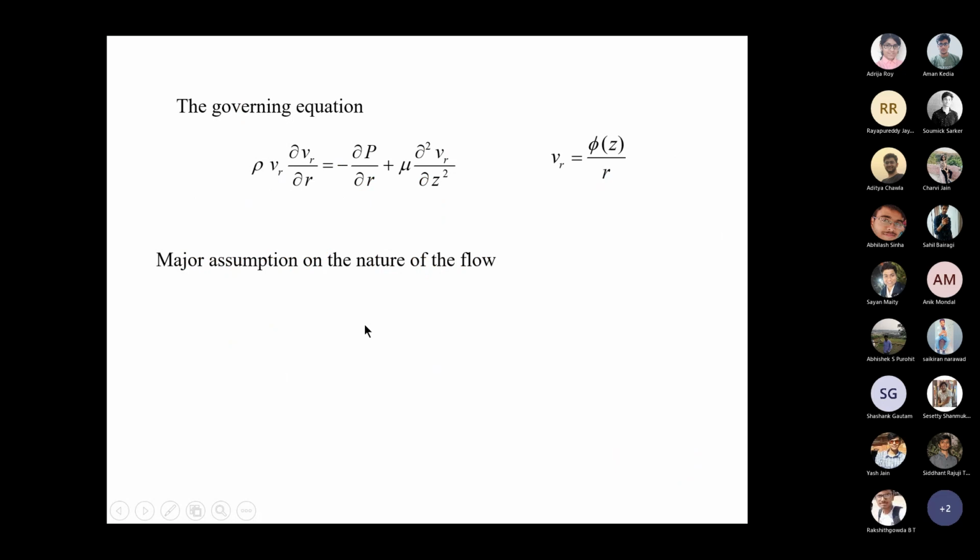So what we do then is make the major assumption on the nature of the flow. Here we say that there is negligible convective transport. So convective transport is unimportant, and if the convective transport is unimportant, then this term would be equal to 0.